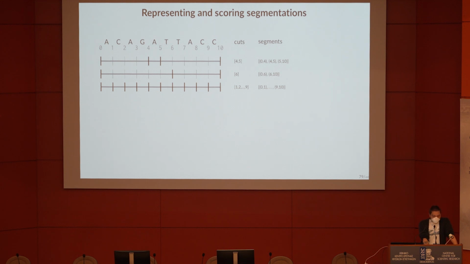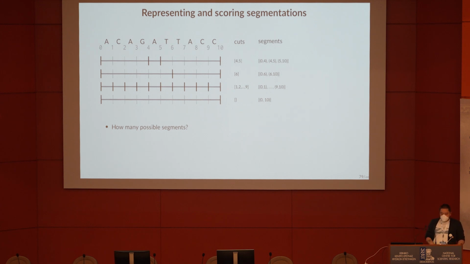A segment is a possible unit, ij, like this. Right? A segmentation is a combination of segments that glue together in a valid way, you see?